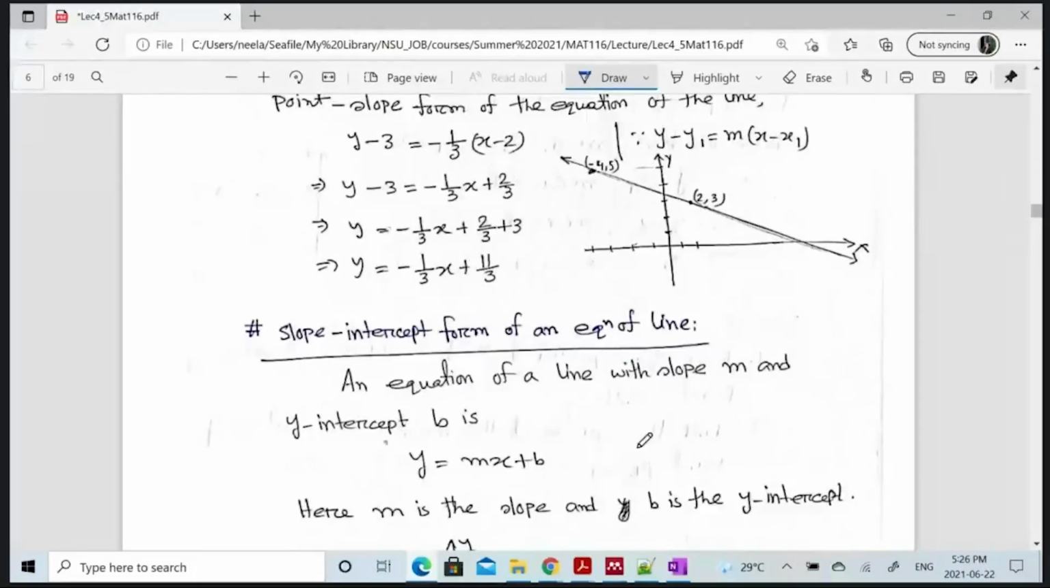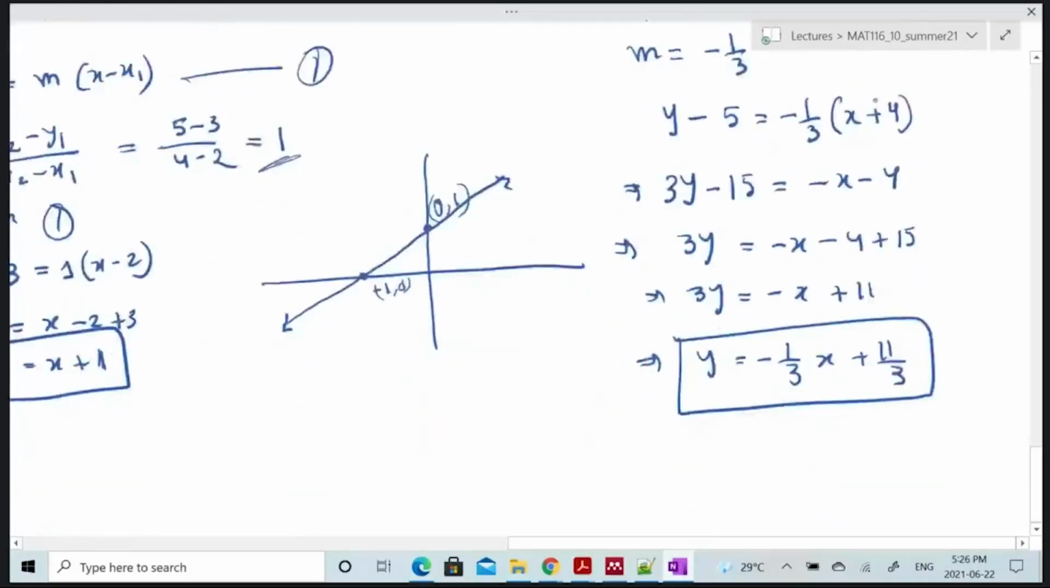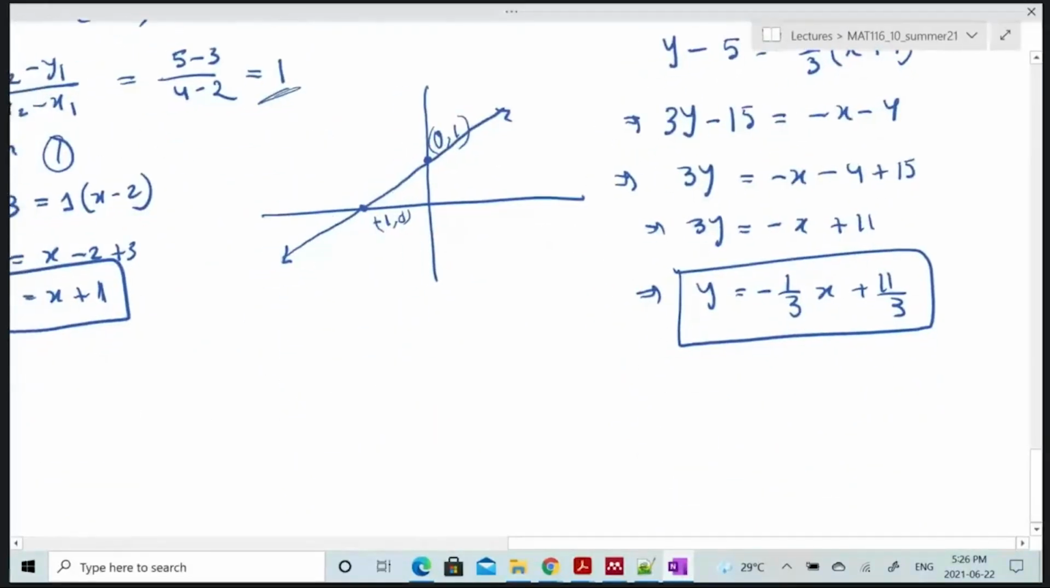Okay. So if you want to draw the graph, how will we draw this equation? The y-intercept is 11 by 3, and the x-intercept is 11, 0. So the points are (11, 0) and (0, 11 by 3).